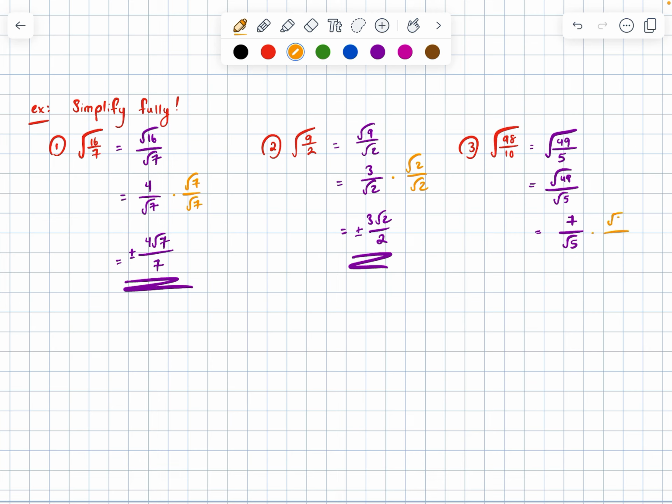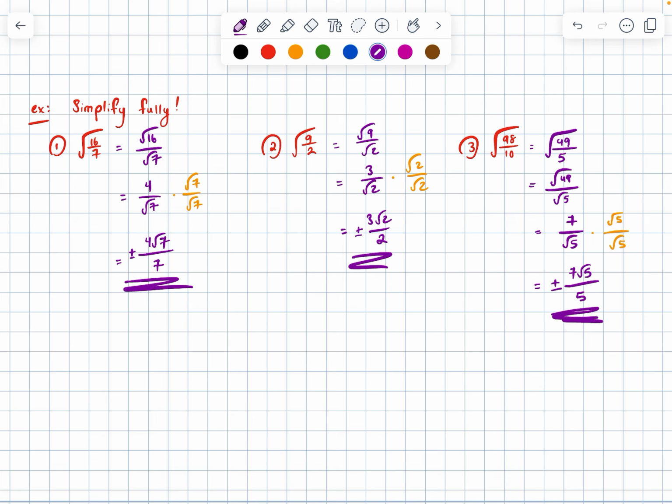Again, I need to get rid of the square root of 5 in the denominator. Let me do so by multiplying by root 5 over root 5, a form of 1 that does not change the value of my fraction, but does get rid of that square root symbol in the denominator. The square root of 5 times the square root of 5 is 5, and in the top, 7 times the square root of 5 gives me 7 root 5. Again now, plus or minus 7 root 5 over 5 is my final answer.